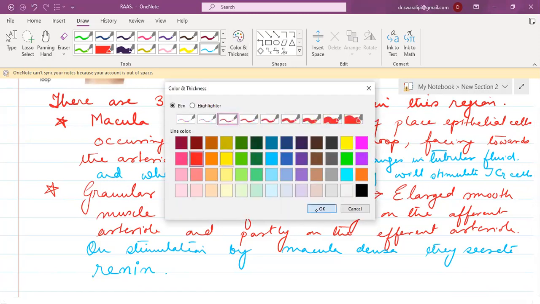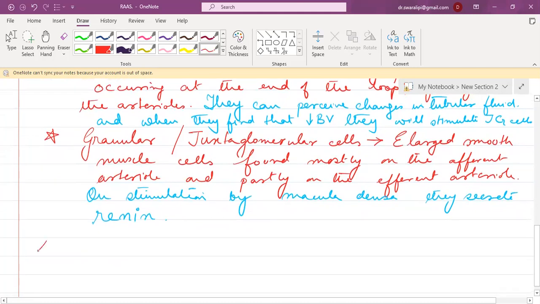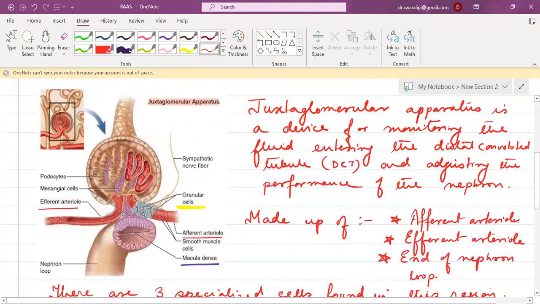Okay, clear? Now I'm going to speak about the third type of cells which is present in this juxtaglomerular apparatus, that is the mesangial cells. Now these mesangial cells I'll show you over here. These cells which you can see, I'm marking with yellow over here.